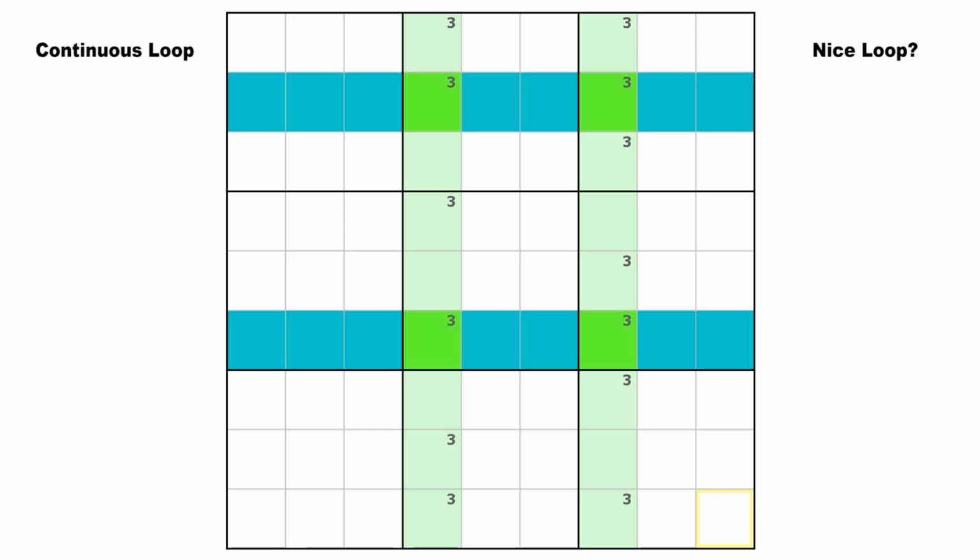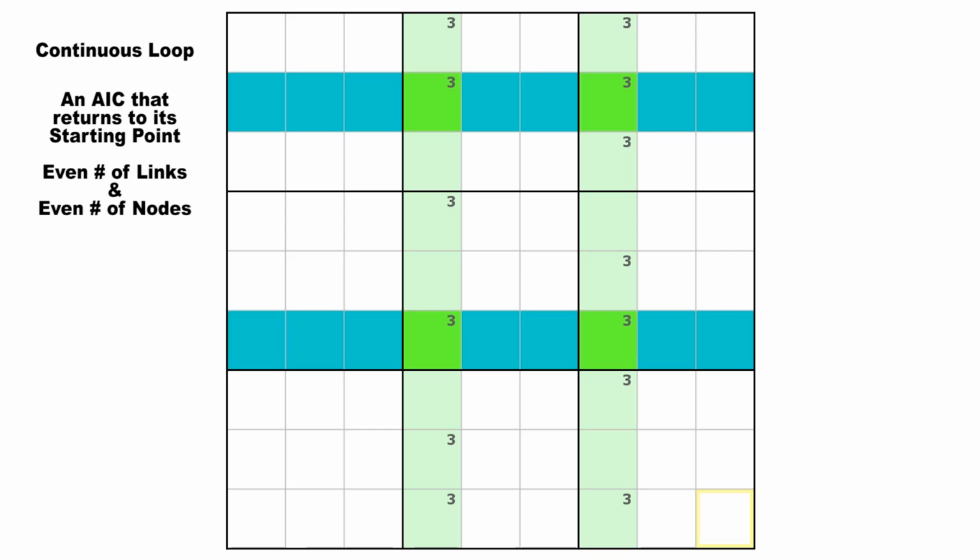If a chain alternates strong and weak links and loops back to where it starts and has an even number of links and an even number of nodes, then this is a perfect loop and is referred to as a continuous loop because there are no deviations. In this type of loop, you can start with either a strong link or a weak link, and you can choose any node of the chain to call your starting point, and you can proceed in either direction. It doesn't matter because the loop is perfectly continuous.